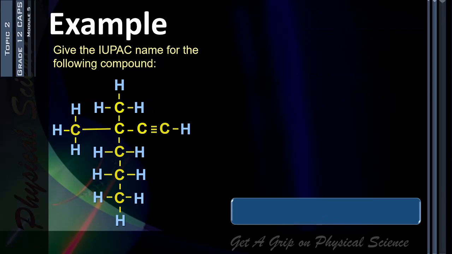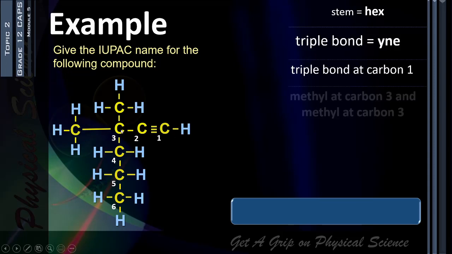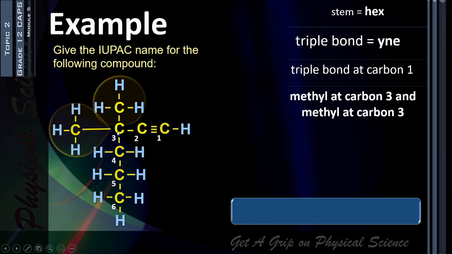The longest carbon chain that includes the triple bond is 6 carbons. So the stem name is hex. The triple bond is the functional group for the alkynes. If we number from right to left, then the triple bond is on the first carbon. There are 2 alkyl groups, both of them are methyls, on carbon number 3. So the name for this molecule, 3,3-dimethylhex-1-yne.